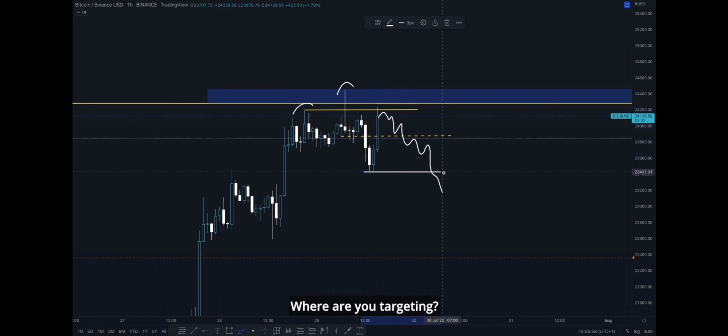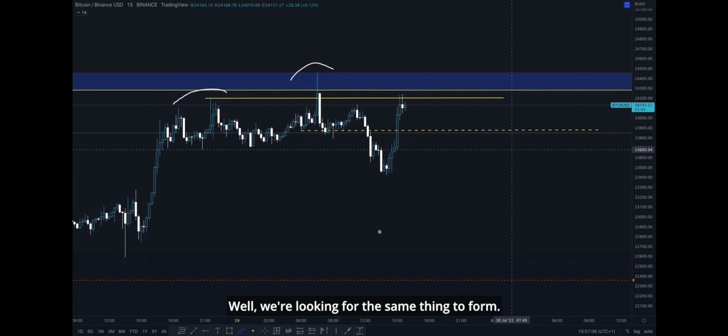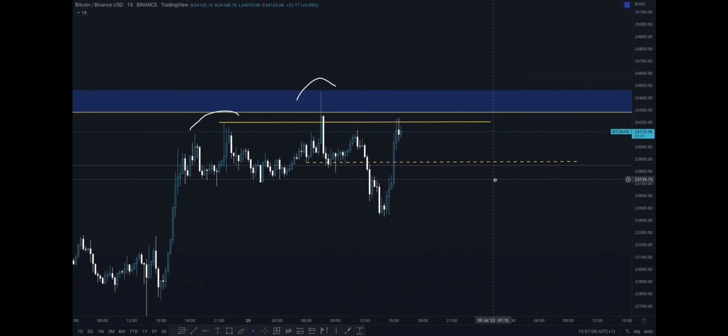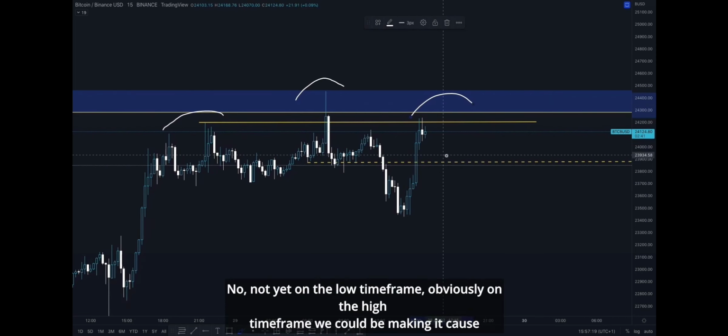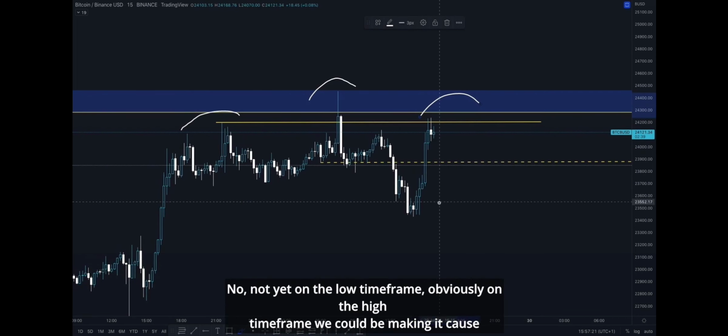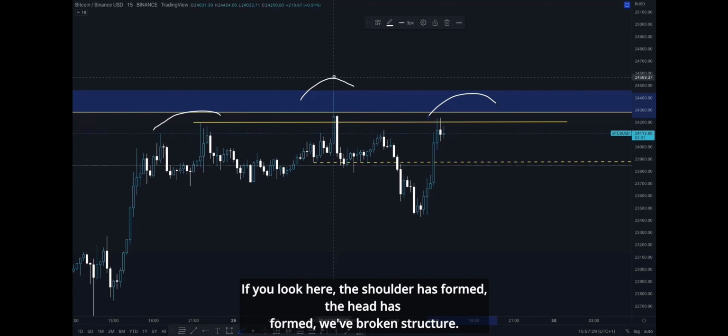And where are you targeting? You're targeting there. So I will go to the 15 next. What are we looking for here? Well, we're looking for the same thing as before. We're looking for an over-under to basically create this shoulder. Do we have it here yet? No, not yet on the low time frame. Obviously on the high time frame, we could be making it, because it doesn't have to create that pattern again. If you look here, the shoulder has formed, the head has formed, we've broken structure. So this could just drop now.